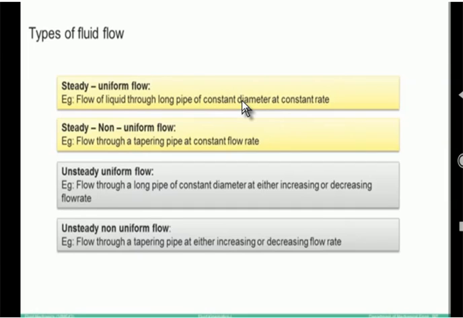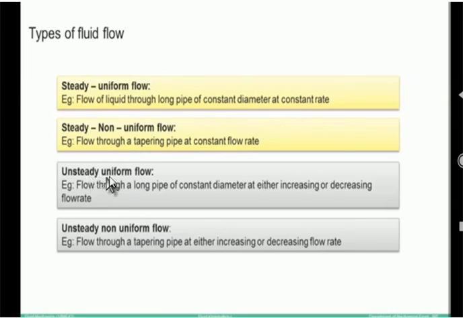Now, steady non-uniform flow: flow through a tapering pipe at constant flow rate. The flow rate is constant, that means the pressure is constant, but it is flowing in the tapering pipe. That is steady non-uniform flow.